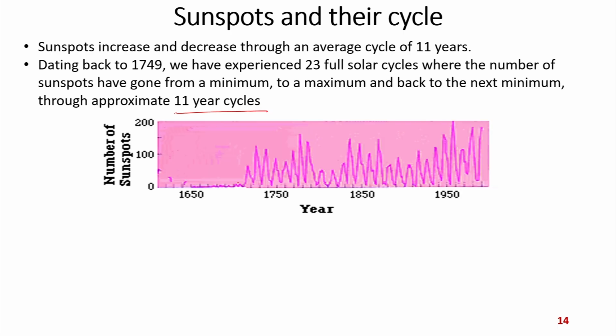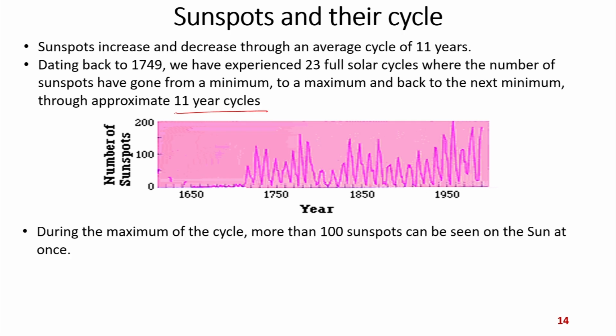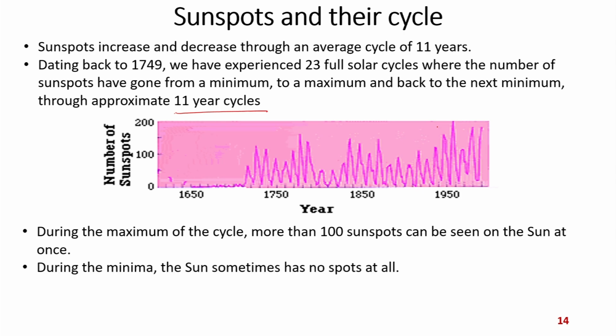You can see here it is going from minimum to maximum, minimum to maximum, and there are something like 23 cycles here over the period from 1749 till date. So, so many 11-year cycles have happened. During the maximum of the cycle, the number of sunspots which can be seen on the surface of the sun can vary even up to 100. During the minima, the sun sometimes does not have any spot.